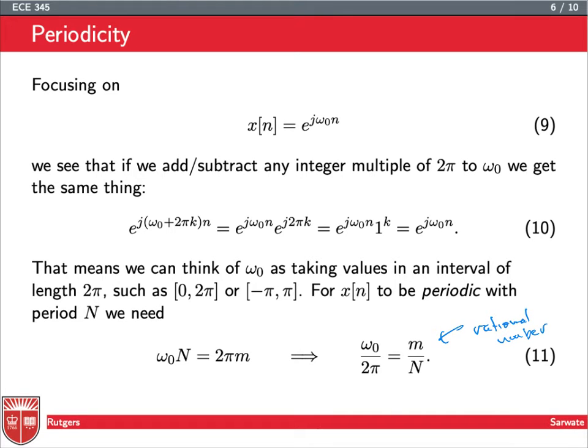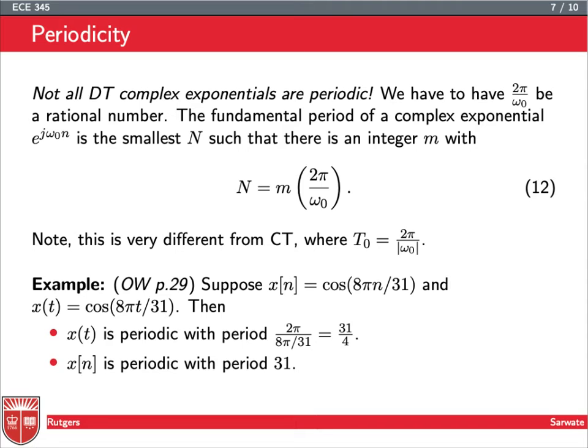And so you can imagine there's lots of omega naught for which this is not true. Like you could make omega naught equal to square root of 2, and then you would be stuck. There's no rational number which is equal to the square root of 2 over 2 pi. So not all DT complex exponentials are periodic. So we have to have this 2 pi over omega naught be a rational number.